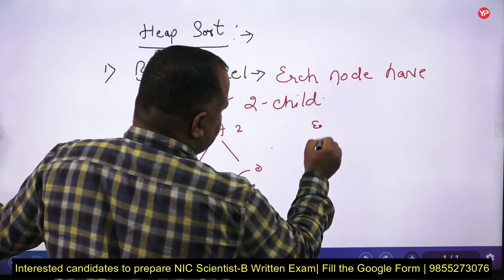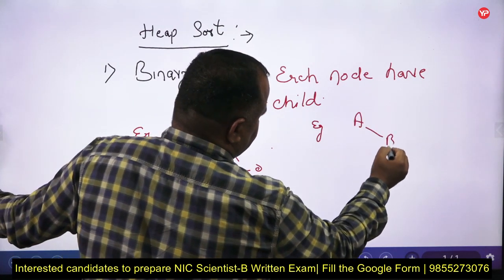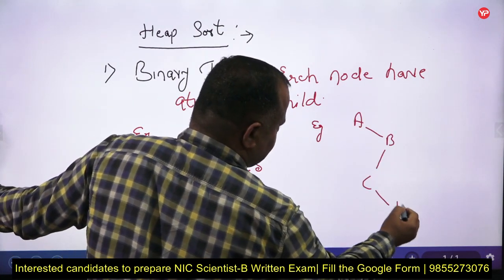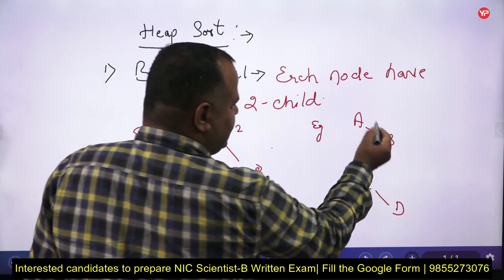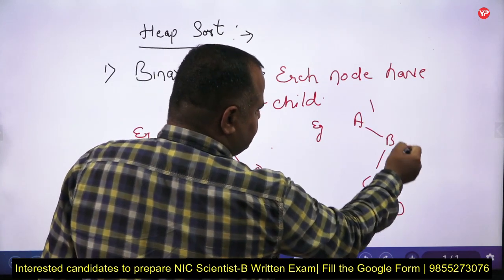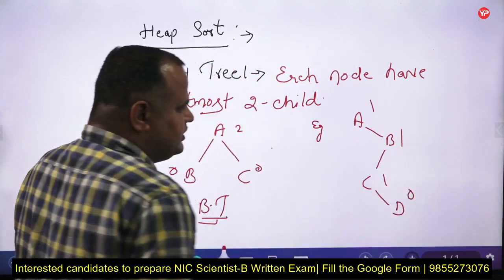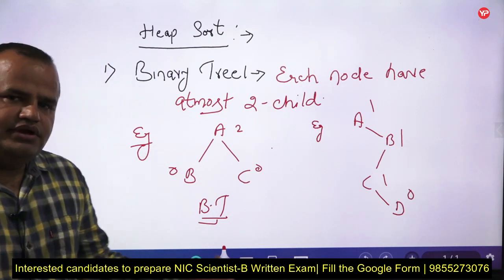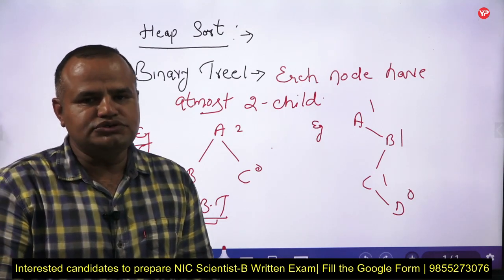So if we talk about A, B, C, D, is it a binary tree? Yes, this node has one child, and the others have zero children. So what is a binary tree? A tree in which each and every node has at most two children.